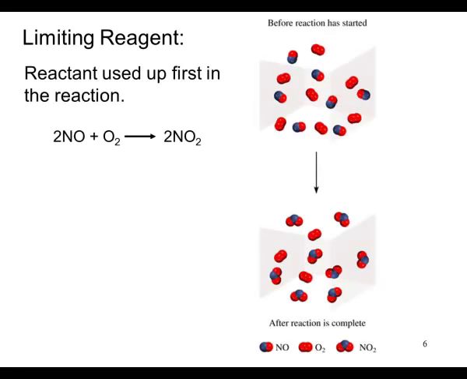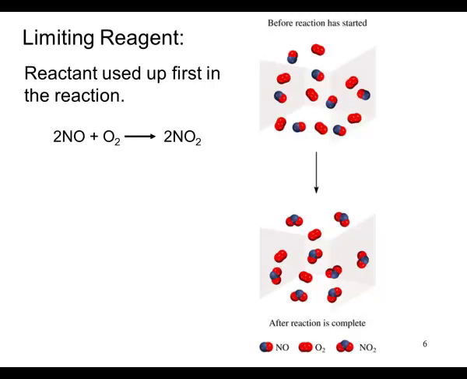Limiting reagent. The reactant first used up in a chemical reaction is the limiting reagent. Take a look at this reaction. 2 moles of nitric oxide, NO, react with 1 mole of oxygen to yield 2 moles of nitrogen dioxide. If you look at the graphic, you see that the oxygens are the diatomic, the 2 red spheres, and the nitric oxide are the blue and red spheres.